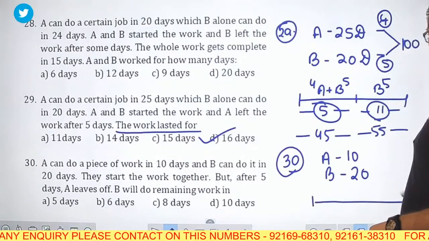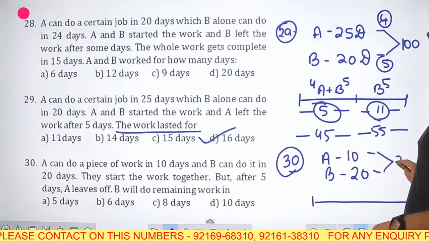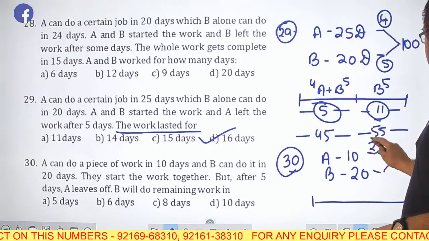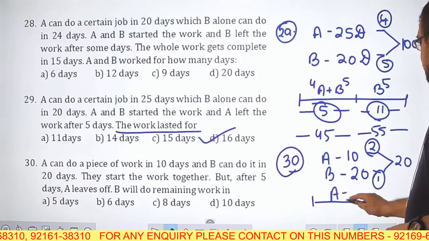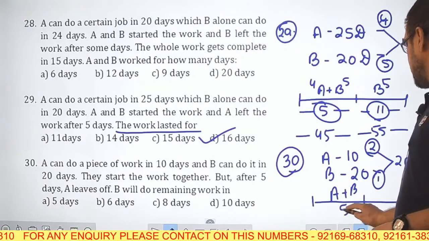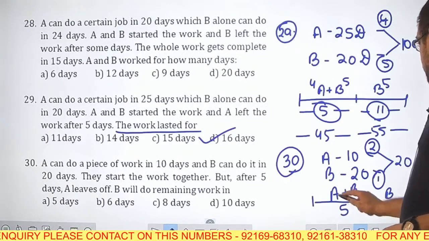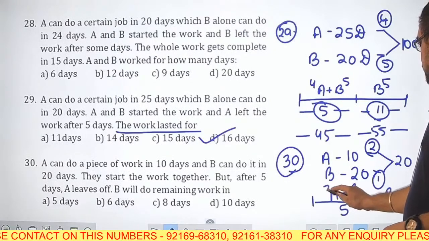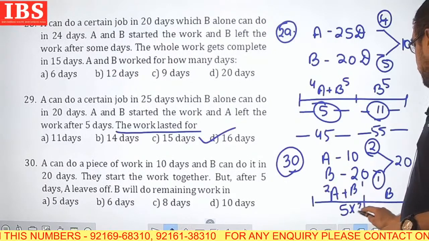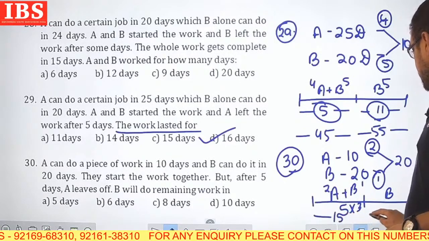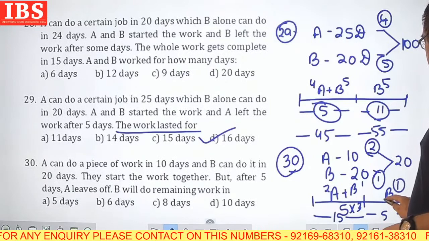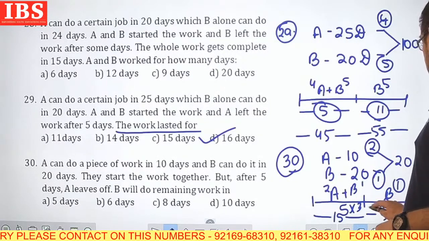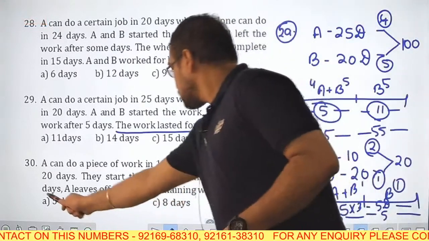Similar question. 20 is the LCM. This is 2 and this is 1. A and B started, and after 5 days A leaves off. So in 5 days, with an efficiency of 2 and 1, that is an efficiency of 3, they will work. 15 work is done. So now 5 is left. 5 left for B. So 5 by 1 is 5 days. So 5 days is the right answer here. So B will do the remaining work in 5 days.